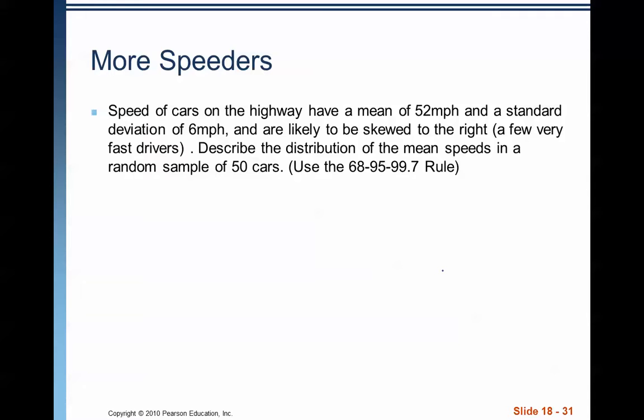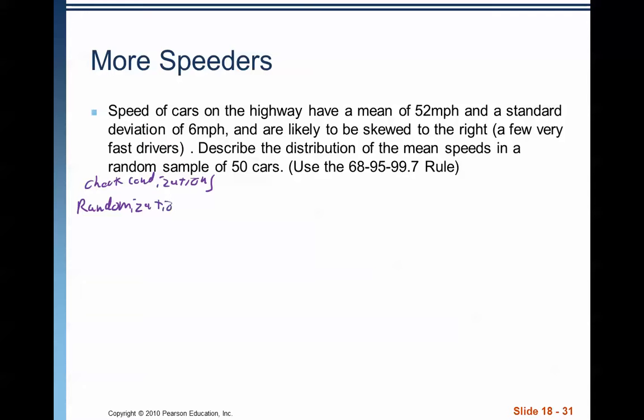The speed of cars on the highway has a mean of 52 miles per hour and a standard deviation of 6 miles per hour, and is likely to be skewed to the right, because there are a few fast drivers. Describe the distribution of the mean speeds in a random sample of 50 cars. So again, we need to check conditions first. Is this random, and is this large enough? Checking conditions here.